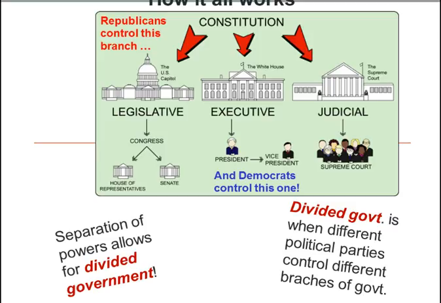All right, so how it all works. So separation of powers allows for this thing called divided government. That means we can have Republicans in control of one branch and Democrats in control of the other. So this is a basic breakdown, right? So let's say, for example, Republicans control the legislative. You could have the Democrats controlling this one, and you could have, this is divided government, when one party controls one branch and another party controls the other. All right, and that's an important point to note.